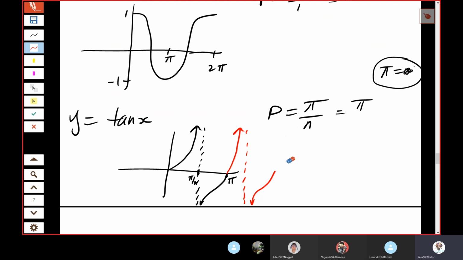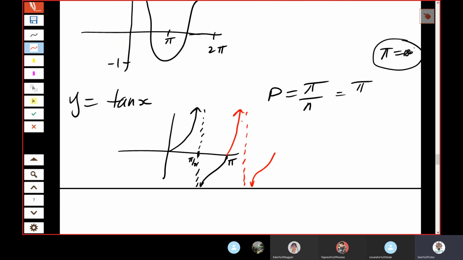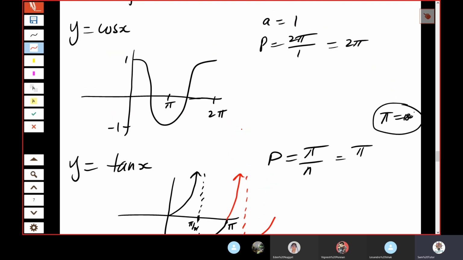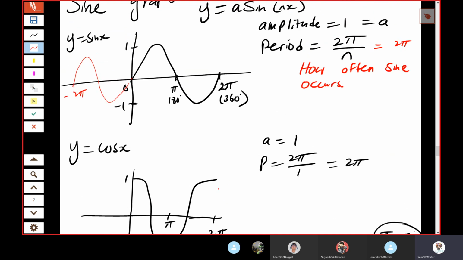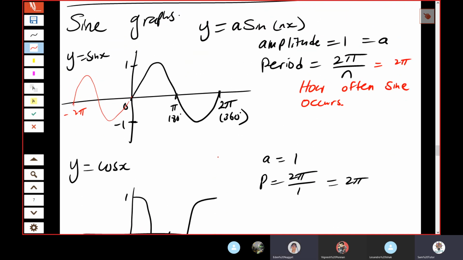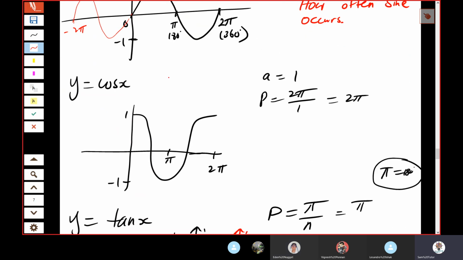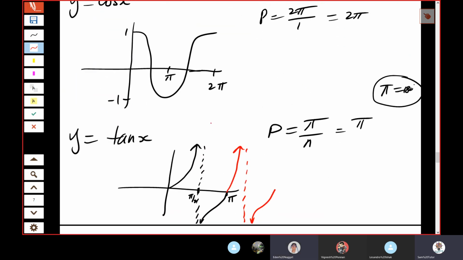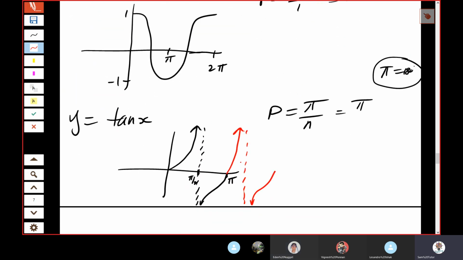Okay. Any questions for me at this stage? So this means, again, every pi, your tan occurs. So if you get a period of 2 pi, that means every 2 pi, 1 tan occurs, or whatever. Talk to me, Eden. Yep, makes sense. So y equals sine x, that's 1 sine graph. You've got to memorize it. 1 cos graph and 1 tan graph.